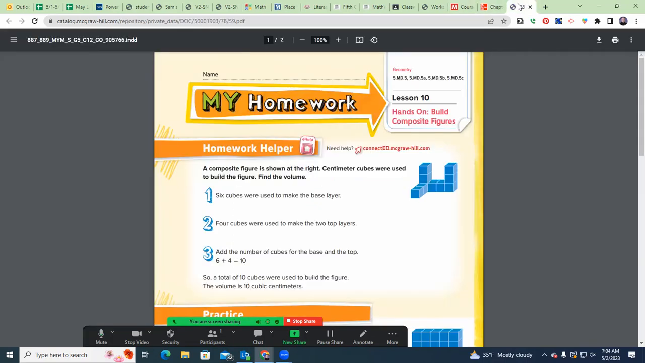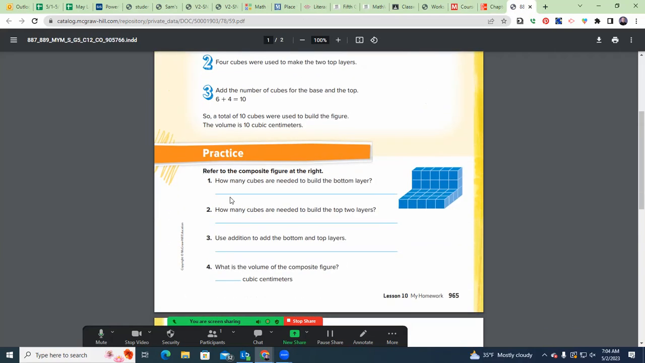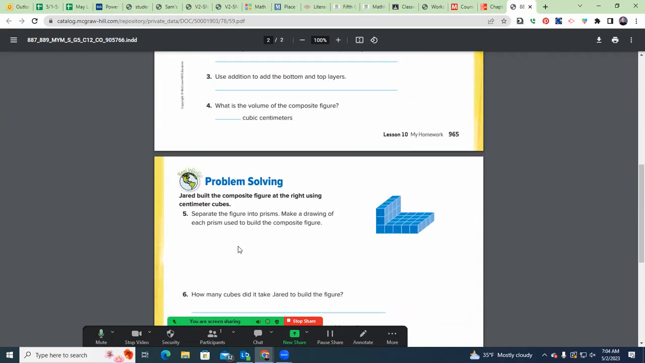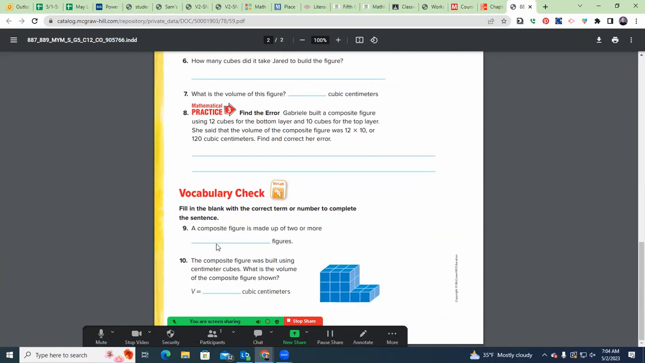All right, taking a brief look at the assignment. Remember, you have the homework helper. You can use this figure to help solve this. You don't necessarily have to use cubic blocks, but if you have them available, you're welcome to use them. And remember where your vocabulary check comes from.